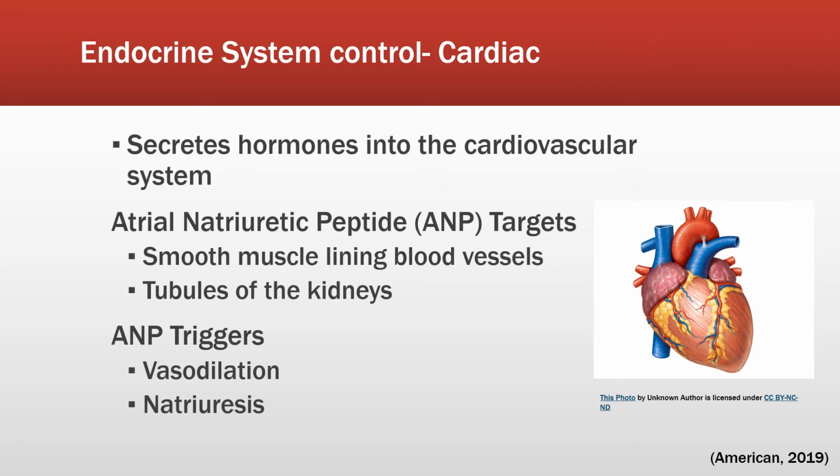The endocrine system uses the cardiovascular system to secrete and transport hormones throughout the body. The endocrine system activates the stretch-sensitive ion channels within the cardiac muscle cells that secrete the hormone atrial natriuretic peptide, ANP. ANP targets the smooth muscle lining in the blood vessels and the tubules of the kidneys. The ANP triggers the smooth muscle cells in the blood vessels to relax, causing vasodilation. It also targets the kidneys to increase the excretion of sodium. That is called natriuresis.